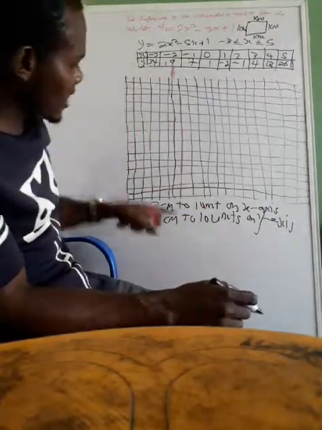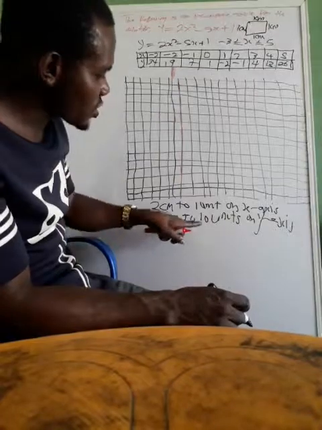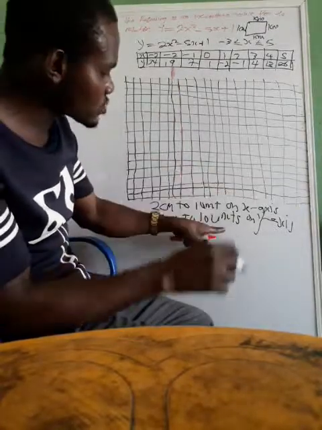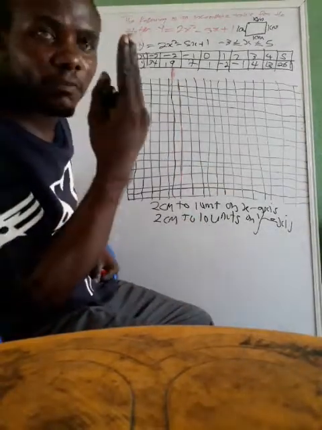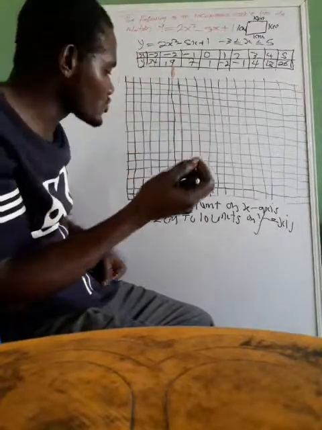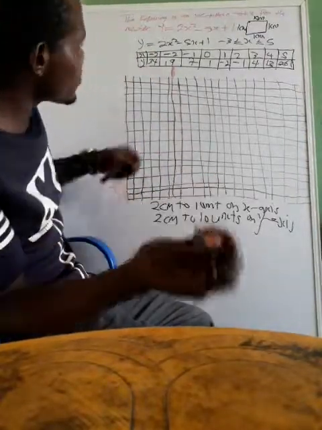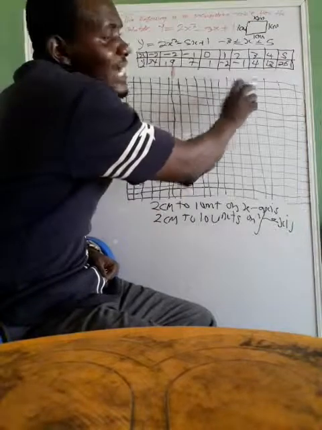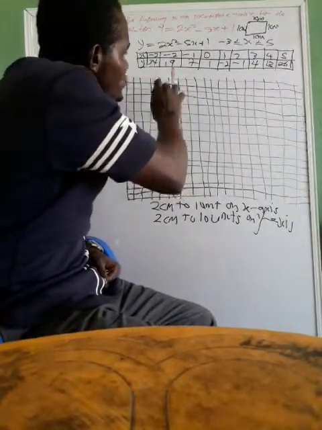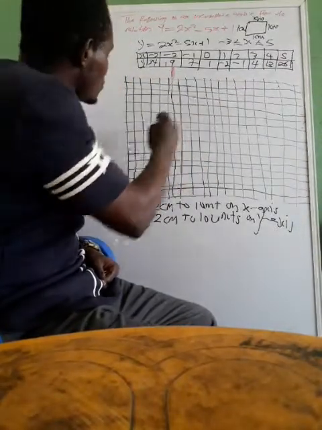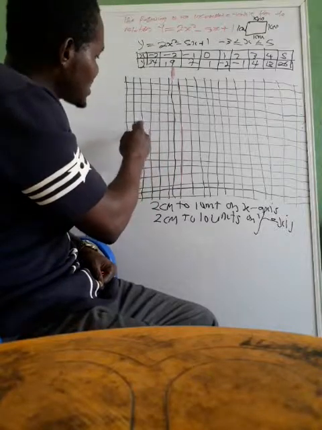Since, don't forget, you are told to use 2 centimeters to 10 units, which means for 2 boxes I'll be replacing it with 10. What did they mean? I told you don't use the last margin. Try to use a line before that one. So you see, when I started numbering that time, I used this one.